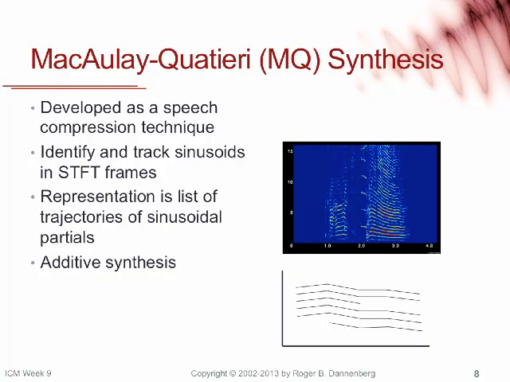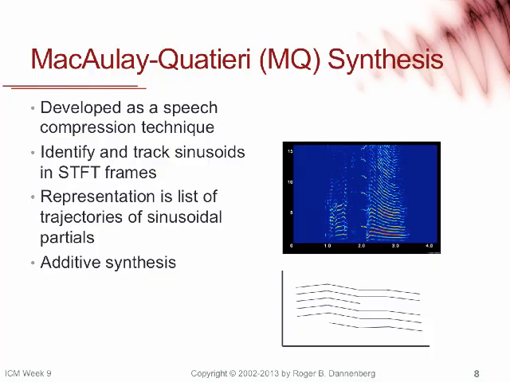In some sense, a generalization of the phase vocoder is McAulay-Quatieri synthesis. MQ synthesis is an additive sinusoidal model. Just like in the phase vocoder, where we were trying to separate all of the partials, analyze their frequency, amplitude, and phase, and reconstruct them, McAulay-Quatieri takes a sound and breaks it down into sinusoids by tracking the peaks in the spectrum and estimating how these sinusoids change in frequency, amplitude, and phase over time.